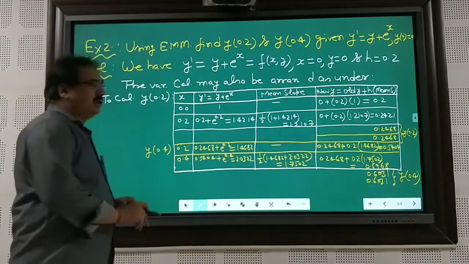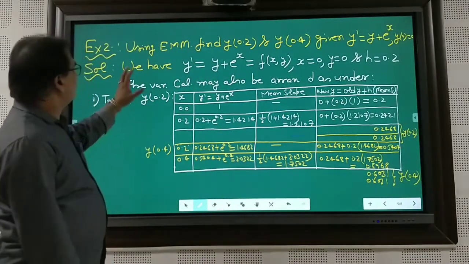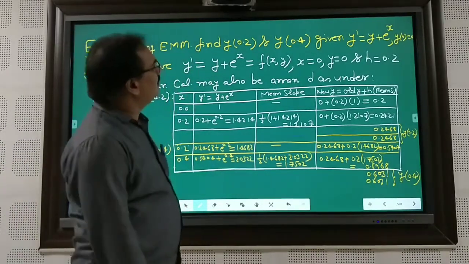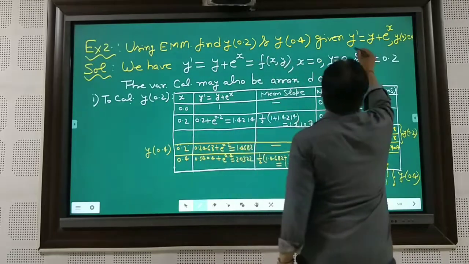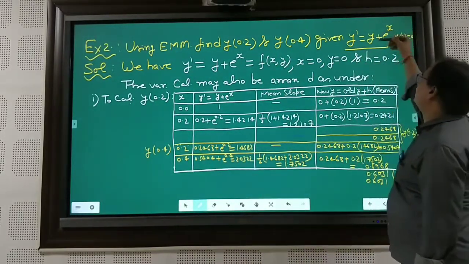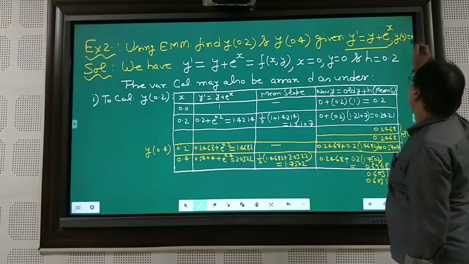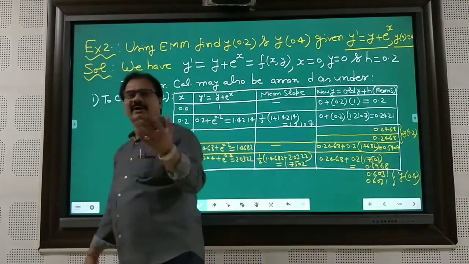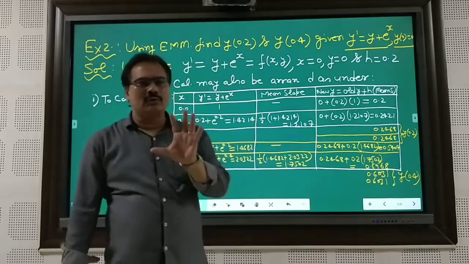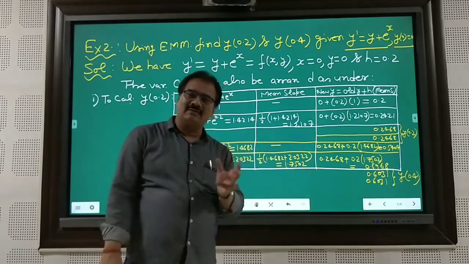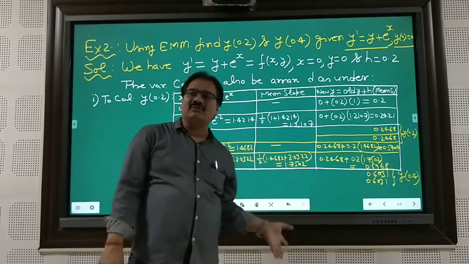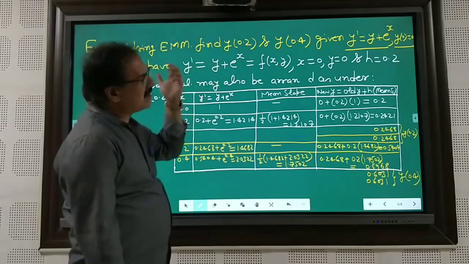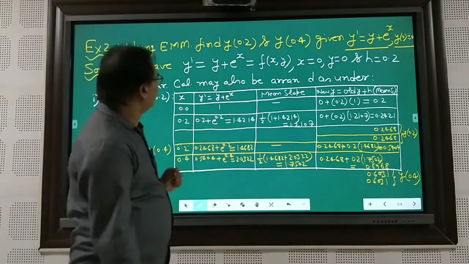So now you look at this problem: using Euler's modified method, find y at 0.2 and y at 0.4, given that y dash is equal to y plus e power x. Here both are different functions, and y naught is equal to 0. So for engineering students or science students, the scientific calculator is always with you. You have to practice how to utilize a scientific calculator during the computational procedure. So here there is no big problem. If you have the scientific calculator, then you can find the value easily.